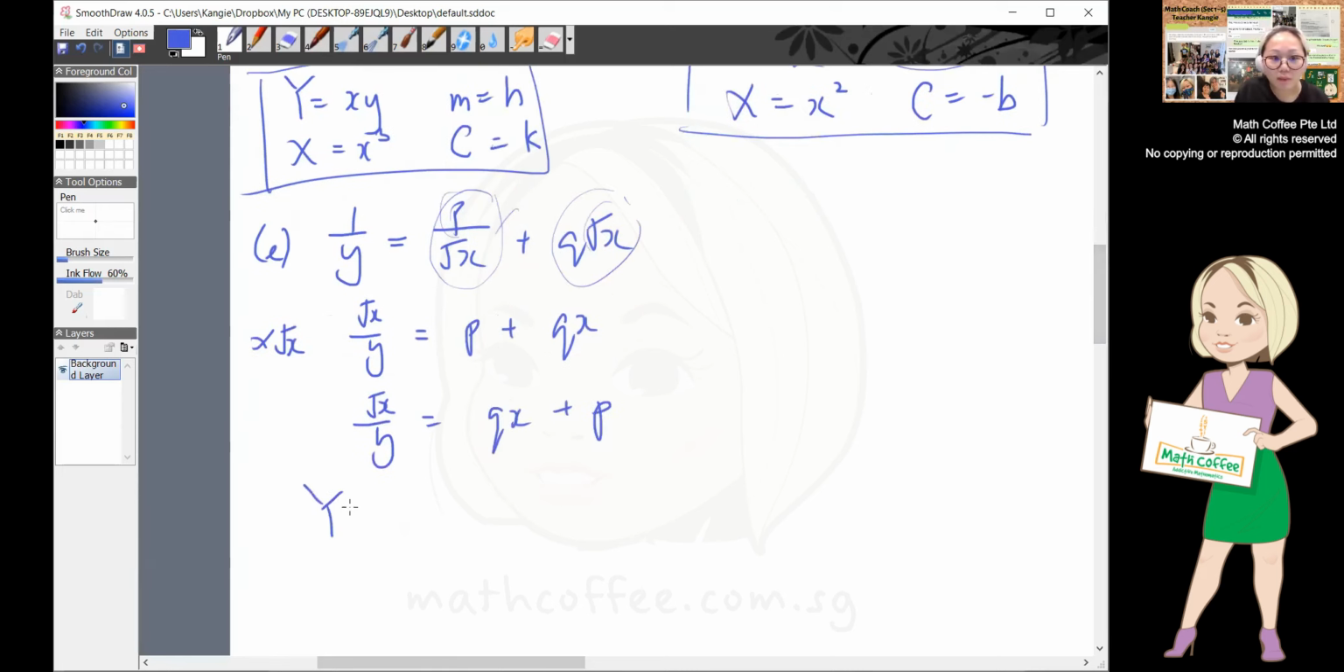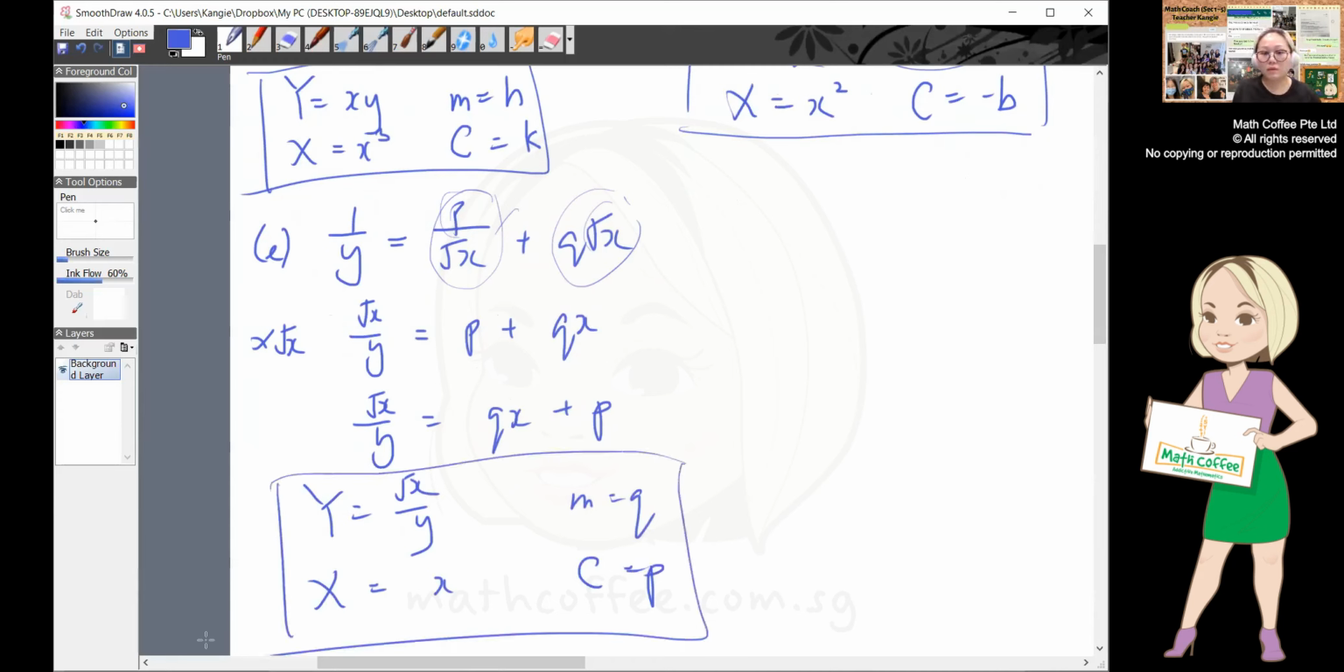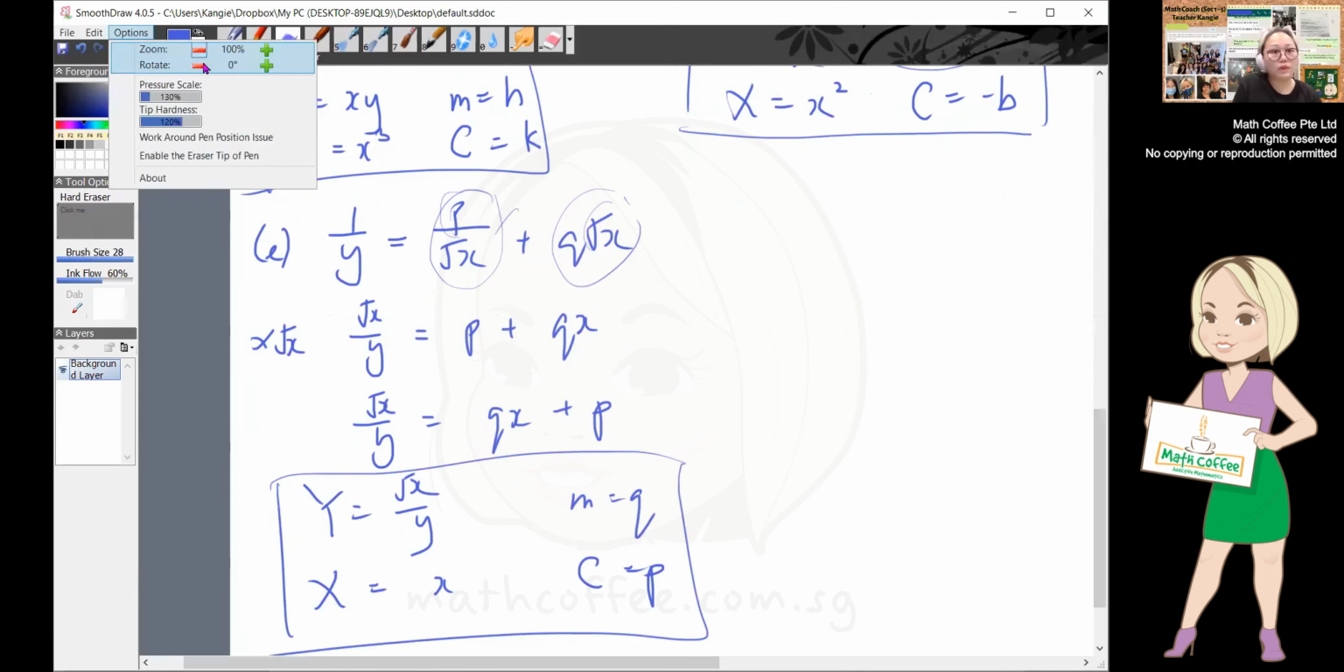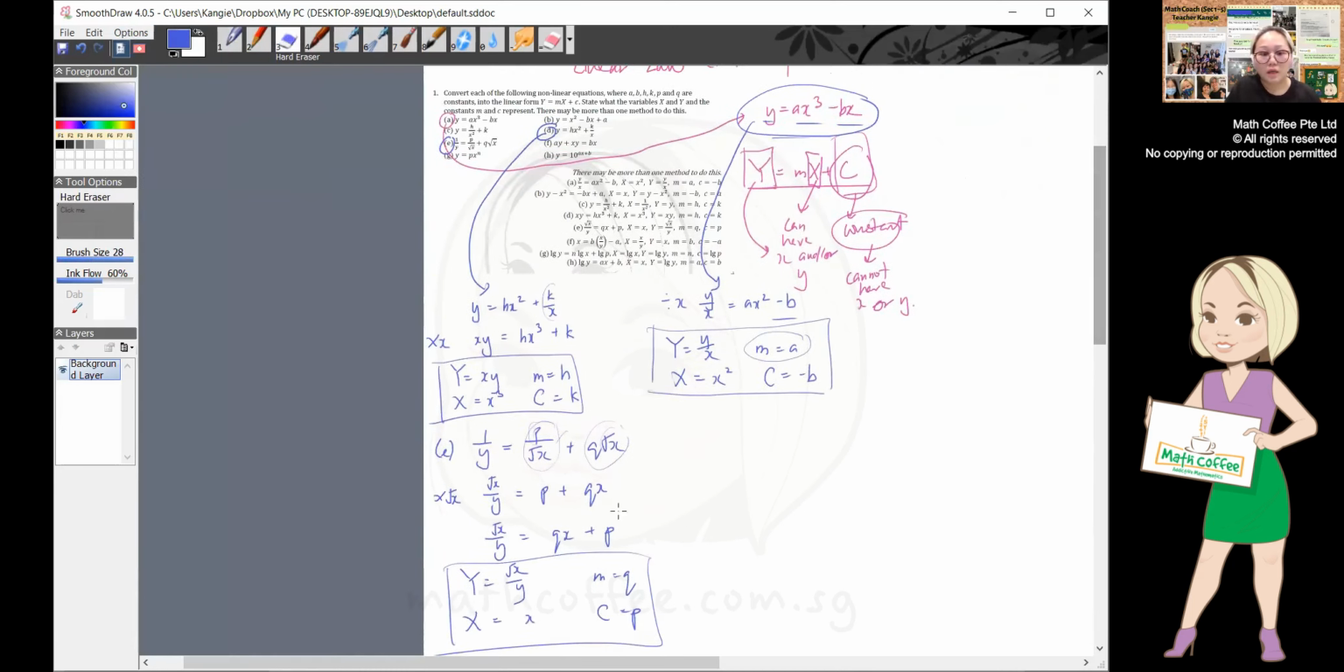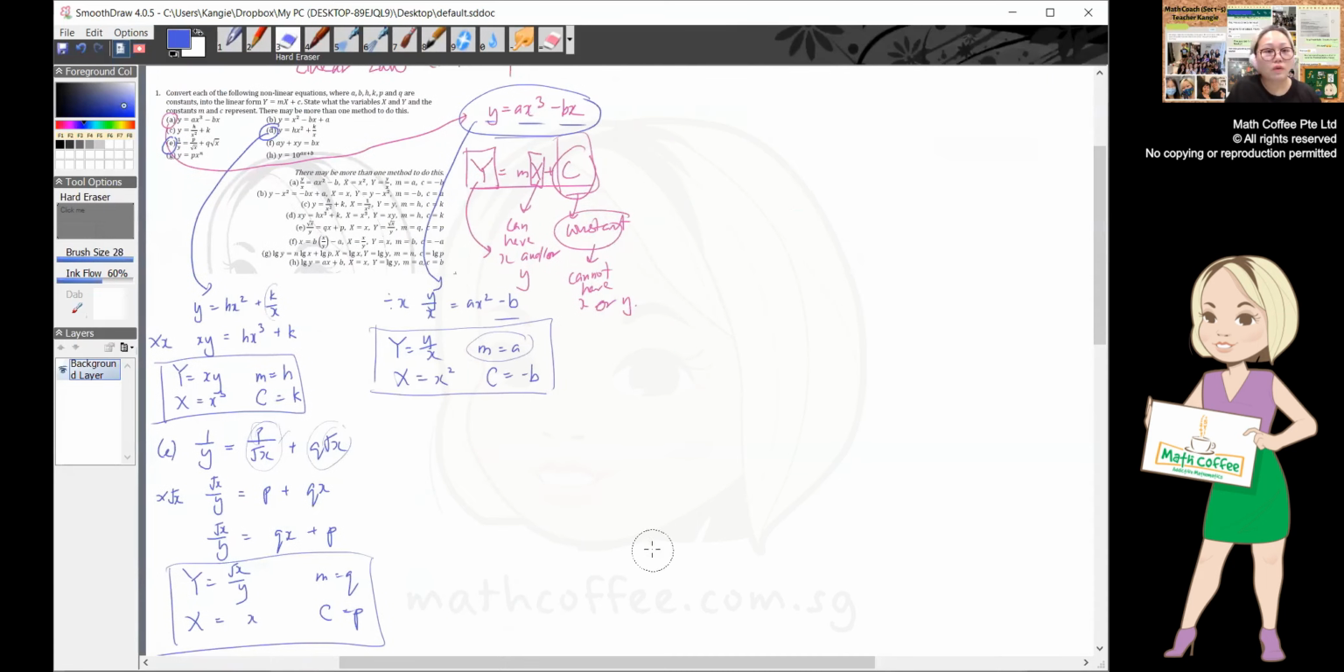So in this case, my big Y is square root x over y. My big X is x. My gradient is q, and my C is p. And we are done. Okay, so that's for part E. Okay, I'm going to minimize. Screenshot if you all need to, because I'm going to erase and show another 2 questions.